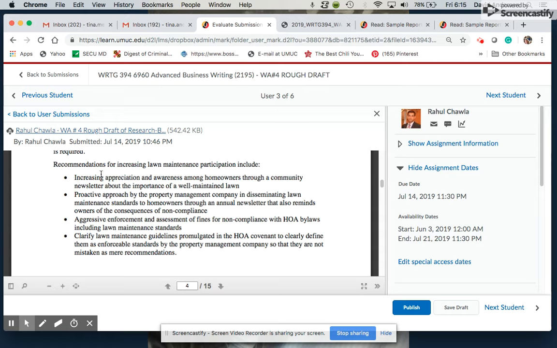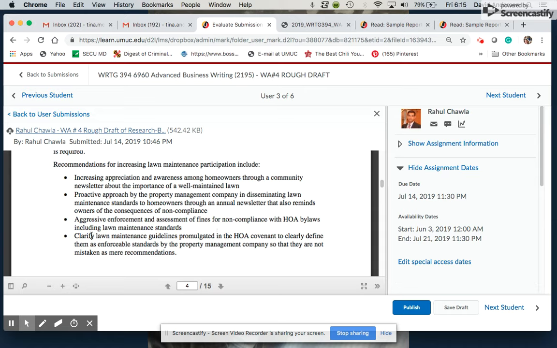So, bullet point number 1: increase communication through use of a community newsletter. 2, create a proactive approach. Create lawn maintenance brochures. Create a graphic to show lawn maintenance standards. Enforce and assess fines for noncompliance. Or actually, this should go first: clarify guidelines of the HOA, and then enforce and assess fines for noncompliance.